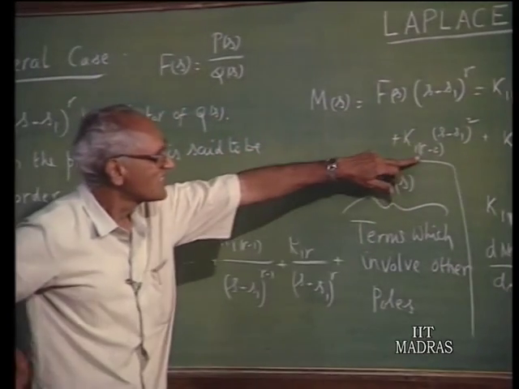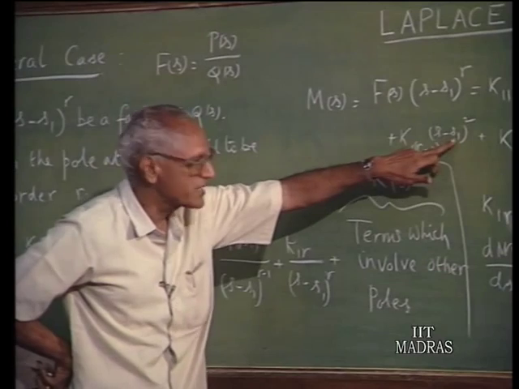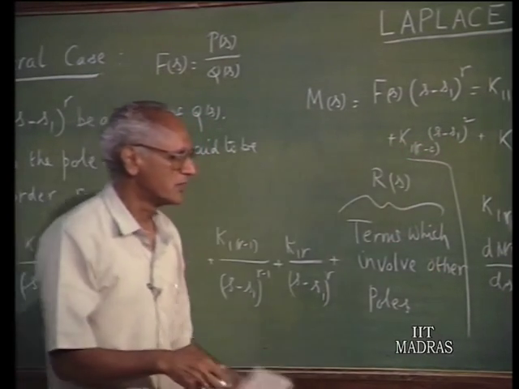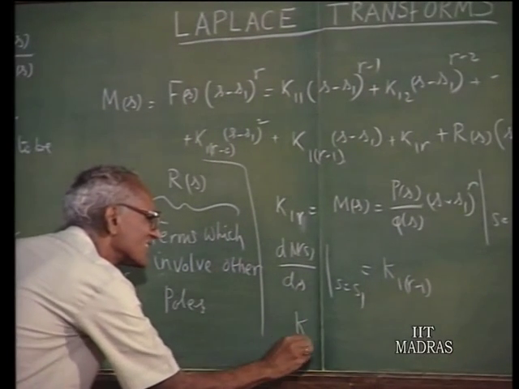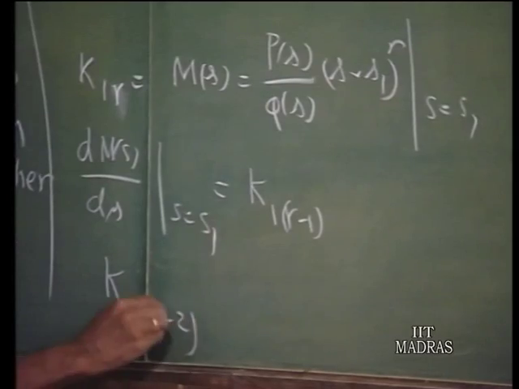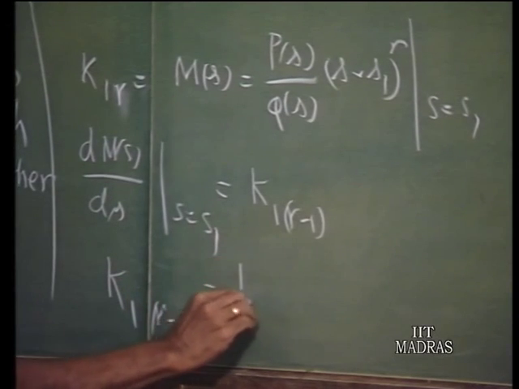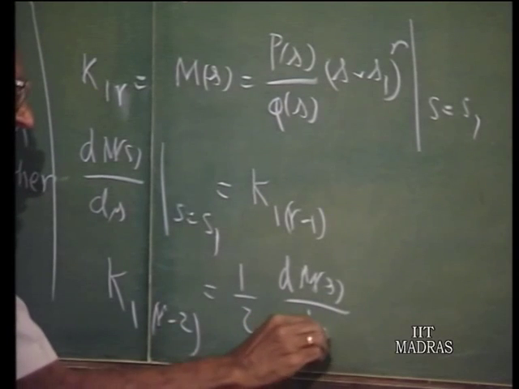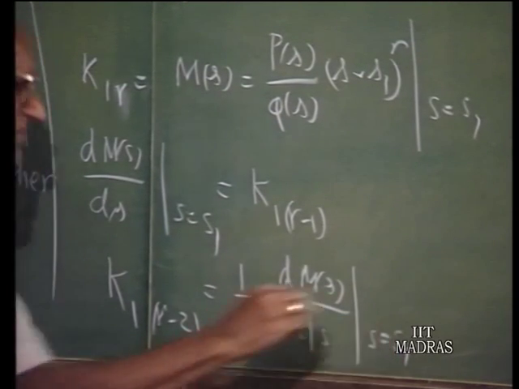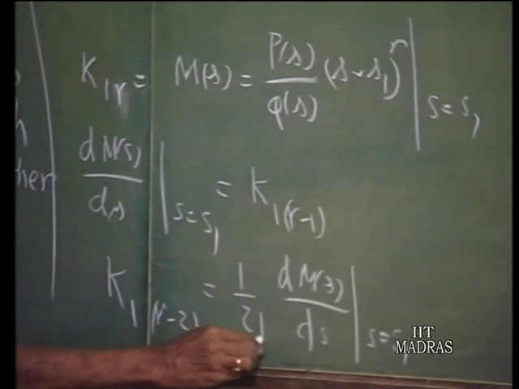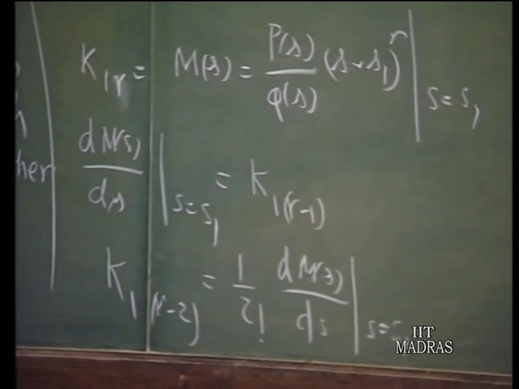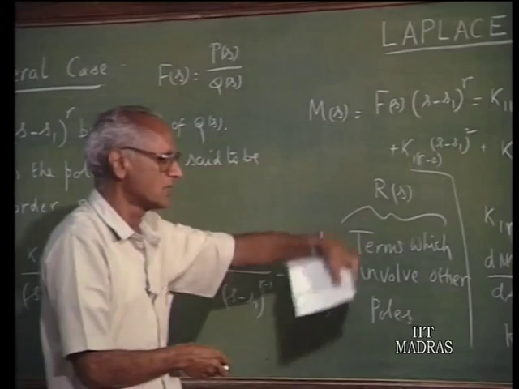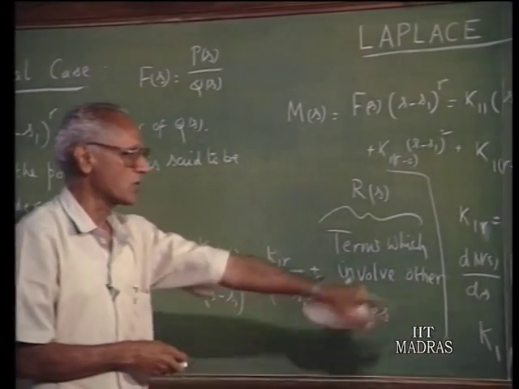So, when you take the first derivative, you get 2 times s minus s1. When you take the second derivative, it will be 2 times k1 r minus 2. Therefore, you have k1 r minus 2 will be 1 upon 2 dm/ds, substituting s equal to s1. As a matter of fact, instead of 2, I will write 2 factorial, because that is how it progresses. This and the previous term, when you take k1 r minus 3, you will get in the final analysis 3 factorial. That is how it goes.